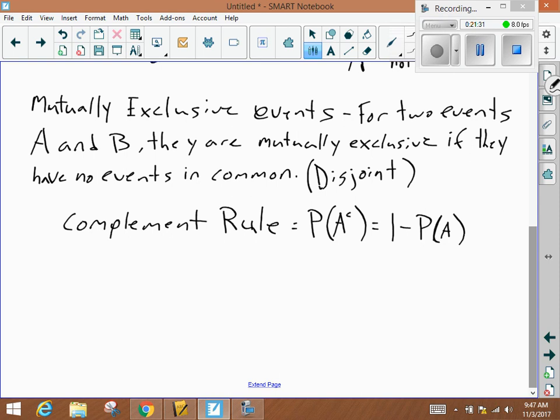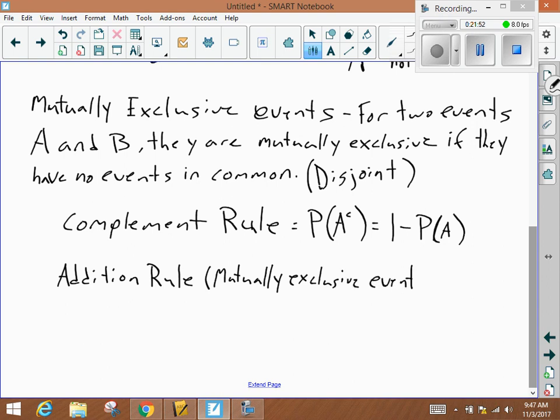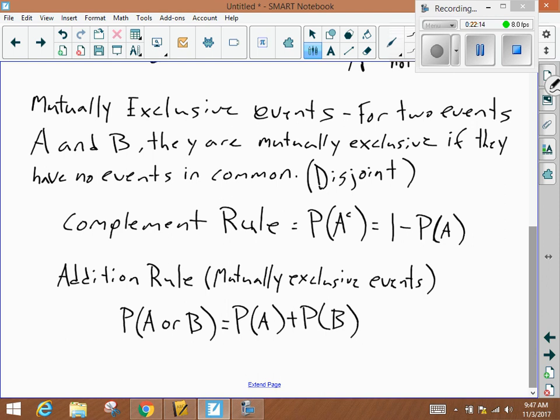And we have another rule. We have an addition rule, but this only applies to mutually exclusive events. And it tells us that if we have the probability of A or B, we'll be able to add the probability of A plus the probability of B. And we're going to go ahead and use that right now. Fantastic. Let's go ahead and use each of these.